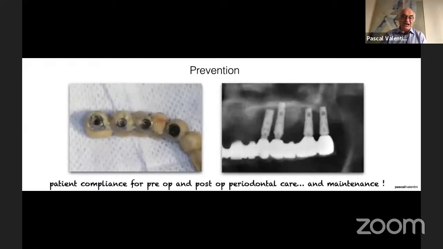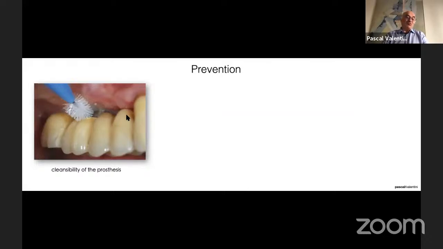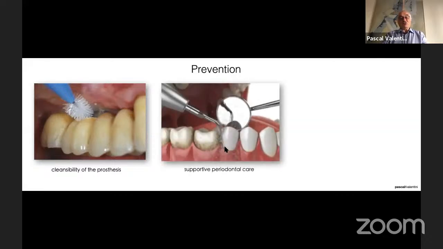First, before we decide to perform an implant or a xenograft on a patient presenting high risk factors for peri-implantitis, we have to be sure this patient will comply with the maintenance program and with pre-op and post-op periodontal care. What is this pre-op and post-op periodontal care? First, after we perform the sinus surgery, the patient should be able to clean the prosthesis. So we have to have a specially designed prosthesis for good cleansability with very good spaces in order to use brushes. We have to implement a supportive periodontal care after the sinus surgery and the prosthesis placement.